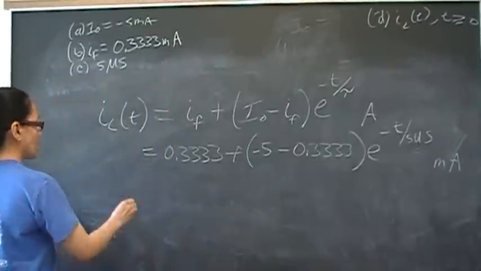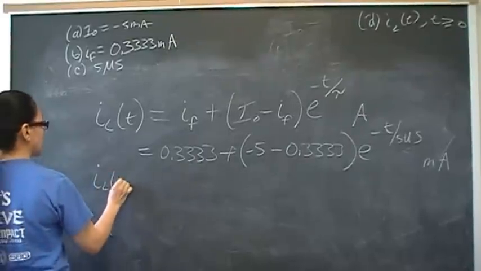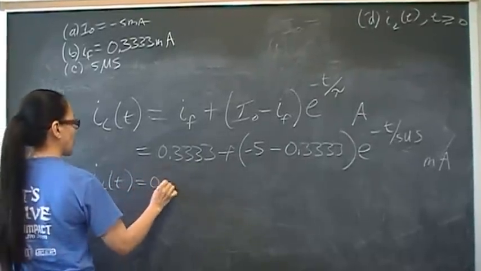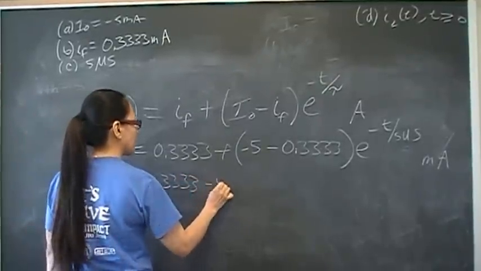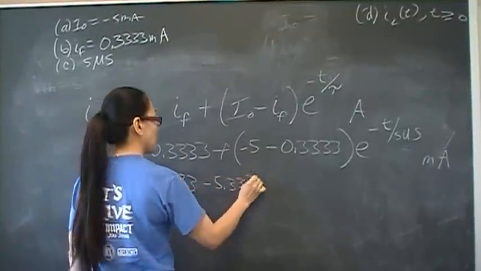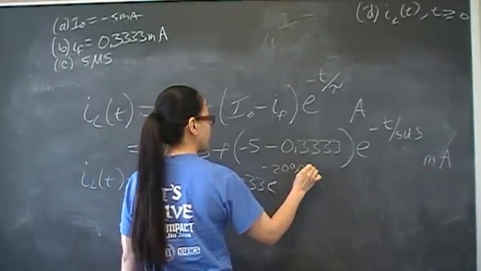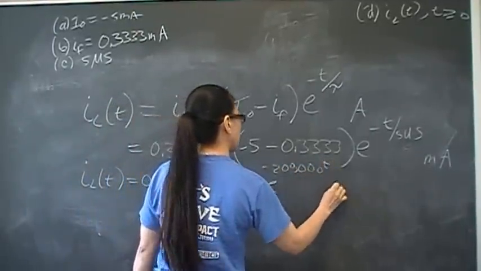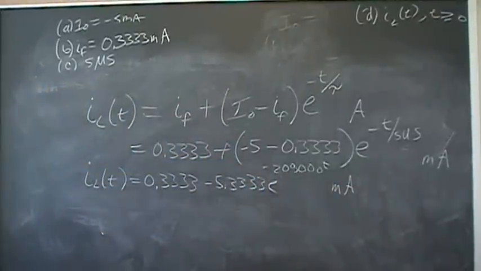Then putting all that together, IL of t is 0.3333 minus 5.3333 e to the negative 200,000 t milliamps. And that is the answer to problem number 36 from chapter 7.